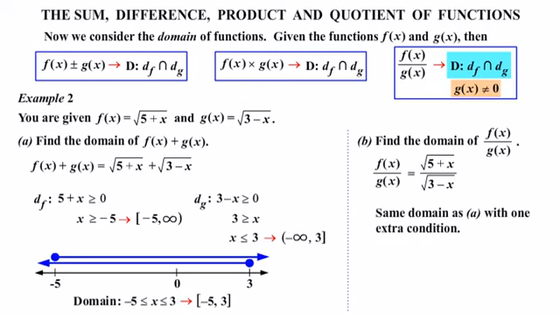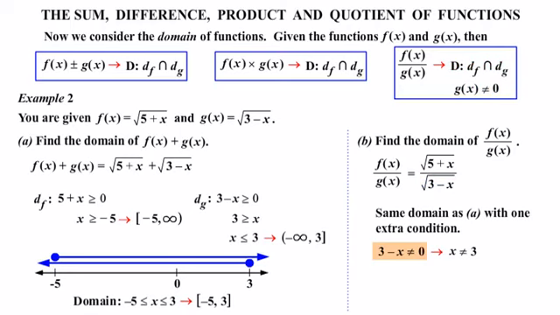So in actual fact, that's the same domain as a with that one extra condition. This denominator here can't equal 0. Now we can effectively ignore the square root there and just say that 3 minus x can't equal 0. Now we'll just do a bit of rearranging of this here. We're going to add x to both sides of the equation, giving us x can't equal 3.